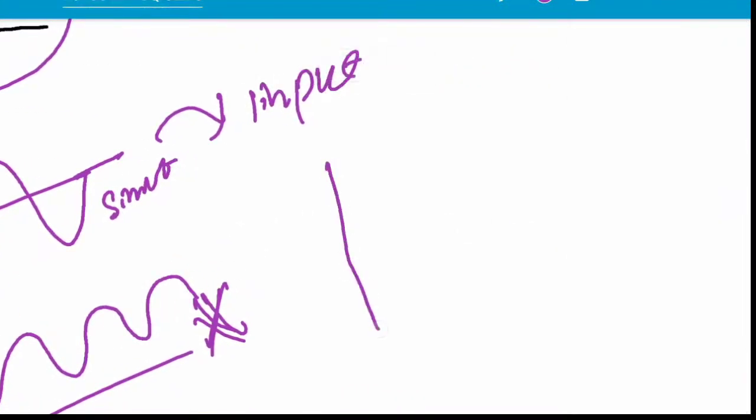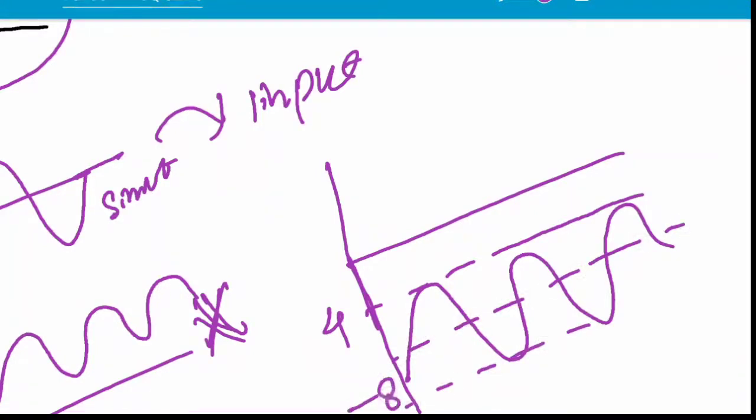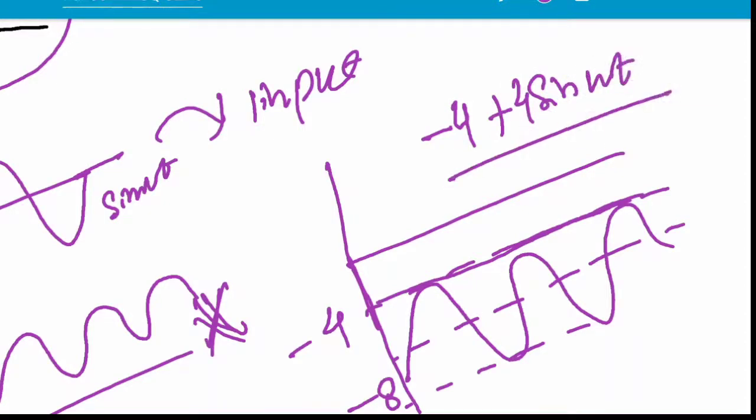What will be the output? The output will be like this, and here this will be 4, and this will be -8. This will be -4, and this will be -8. So it is shifted by -4, this is the DC component. The answer will be -4 plus 4 sin omega t.